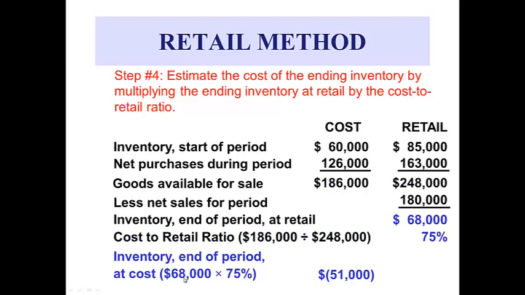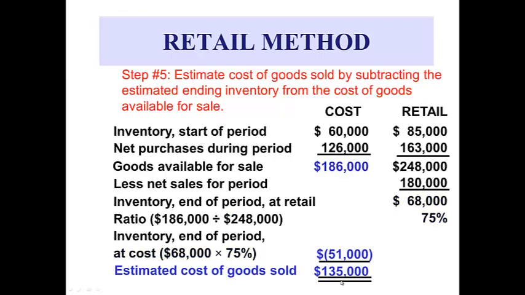So we just take the $68,000, multiply it by our 75% ratio, and so we have figured out that our ending inventory at cost is $51,000. So now we can figure out what our cost of goods sold is. If we take our goods available for sale at cost, back out the ending inventory at cost, then we're going to get our estimated cost of goods sold.